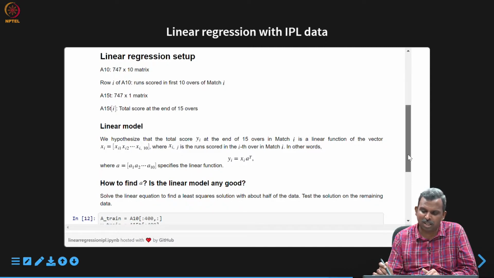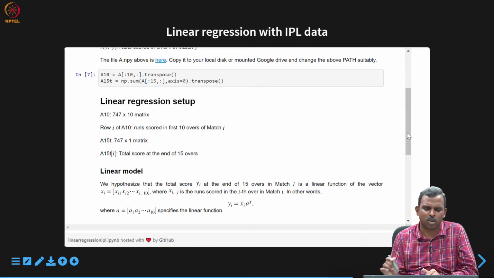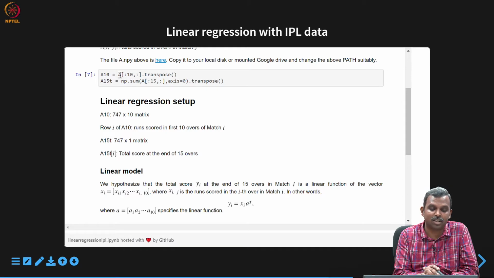Every row is a match, and I'm keeping only the first 10 overs. Okay, so why am I keeping only the first 10 overs? I'll tell you. That's what I want to do. So that's what I've done in the command here, right? So A of colon 10 comma colon, and then I've transposed it. So I'm keeping only the first 10 overs. I'll tell you why this learning problem involves something like that. And then I have a number here which is A15T. Okay, so I have a vector here of length 10. For every match, it is the runs scored in each of the first 10 overs.